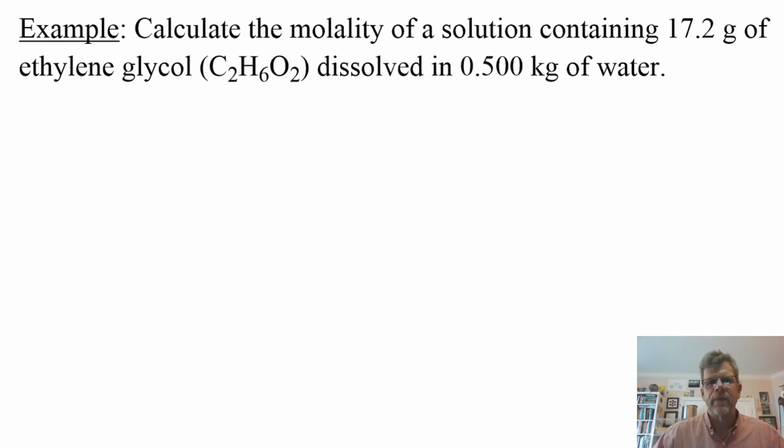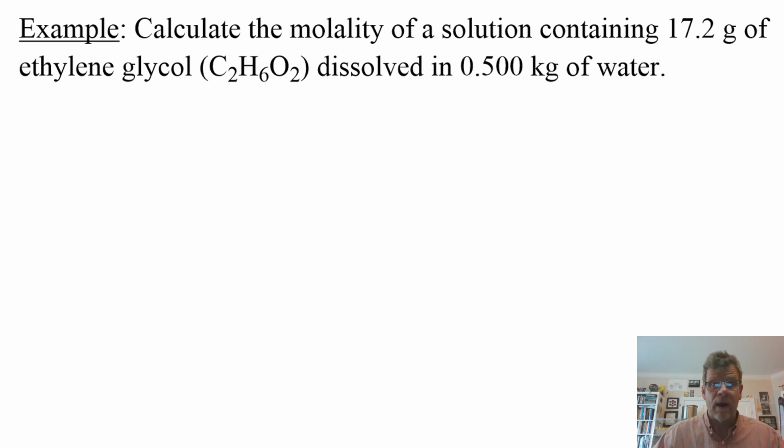All right, for example, calculate the molality of a solution containing 17.2 grams of ethylene glycol. Notice we give the chemical formula C2H6O2 dissolved in 0.5 kilograms of water. Be careful first, because it's very easy to look at the word molality and think molarity. It's very easy to do that, so just be careful because they're calculated in 2 different fashions. So we want molality. Molality is moles of solute per 1 kilogram of solvent. Are we given moles of solute? No, we're given grams of our solute, and we have to convert that to moles.